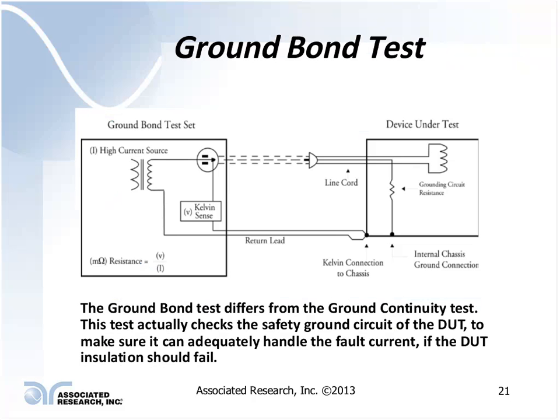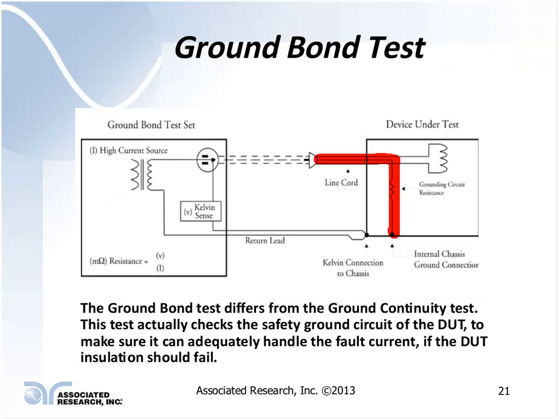Okay. Ground bond test. How does it differ from a continuity test? It tests the integrity of this ground circuit by applying a high current to make sure that this ground circuit within the product can withstand any fault current that could occur. And it is normally tested at 2 times the maximum fuse rating of the product or 2 times the fuse rating of the receptacle that that product could be plugged into.